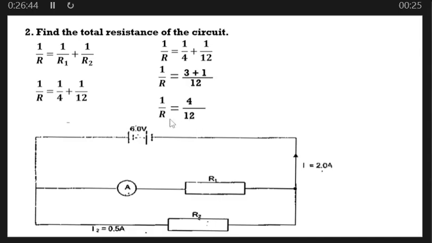Then we will make R the subject of the formula by cross multiplication. R times 4 will give us 4R equals, then 1 times 12 will give us 12. For us to remain with R here, we'll divide by 4 here and divide by 4 there. So 4 into 4 will cancel, remain with R is equal to 12 over 4, it will be 3. So our answer here is 3 ohms.